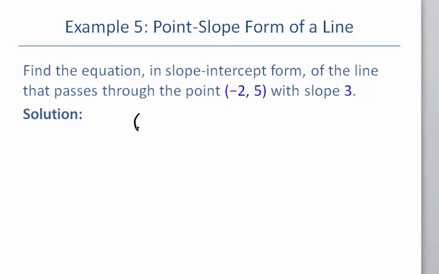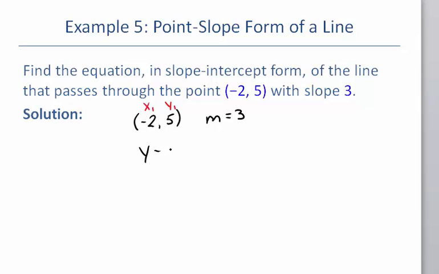So let's look at what we're given. We have a point, -2, 5. In getting the point, we are given the x1 and the y1. We only have one point, so the -2 is the first x and the 5 is the first y. We are also told that the slope, which is the m, is equal to 3.